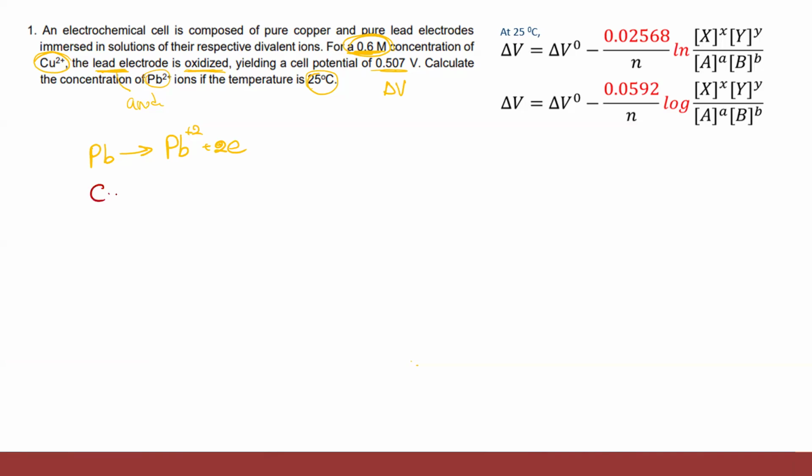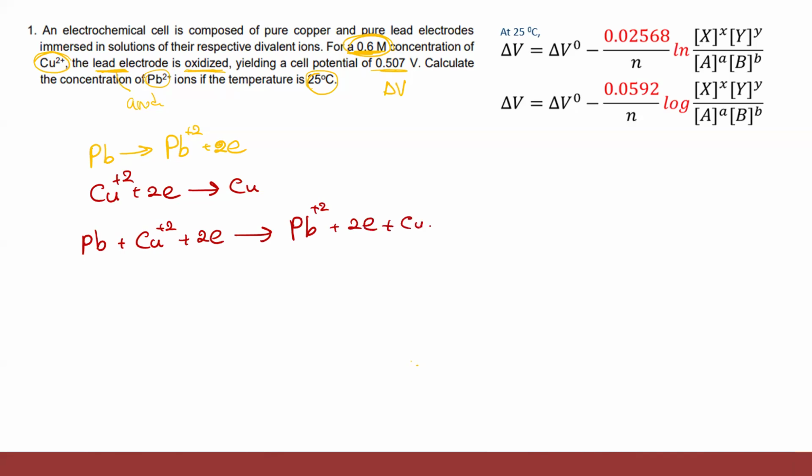So copper, what is happening? Copper is gaining electrons and copper will become a copper solid. Now when you add these two together, this will be Pb plus copper 2 plus plus 2 electrons, Pb 2 plus plus 2 electrons plus copper. So electrons will cancel out and you have Pb plus copper ions equals Pb 2 plus plus copper. So this is what we have.